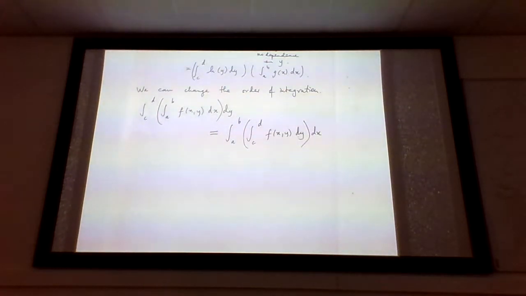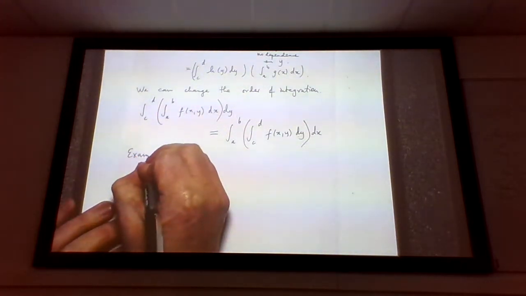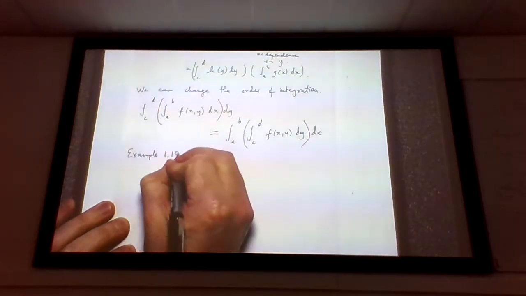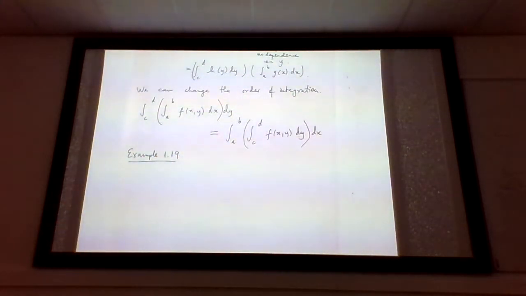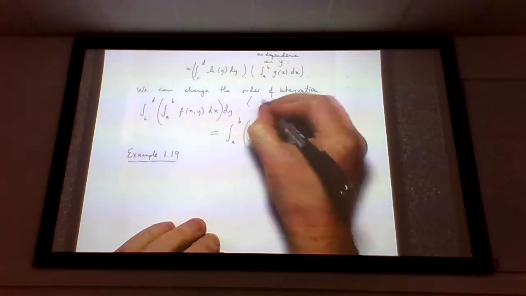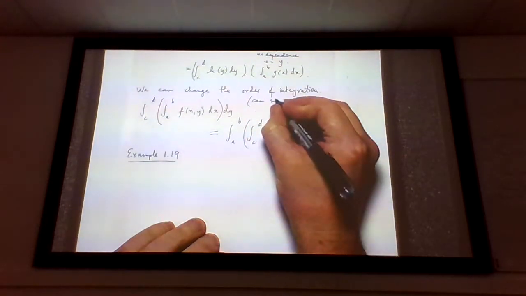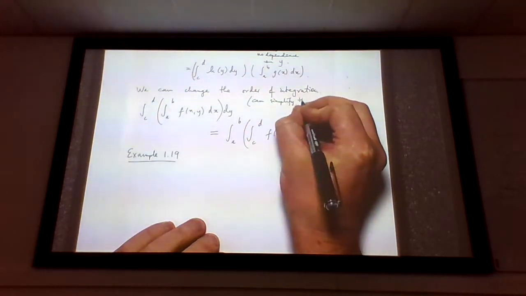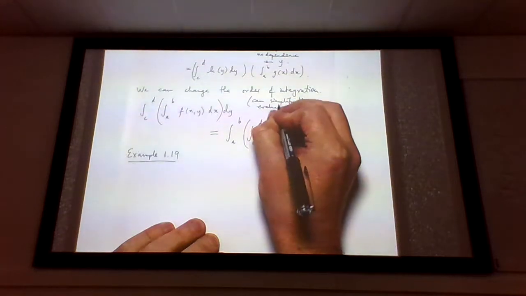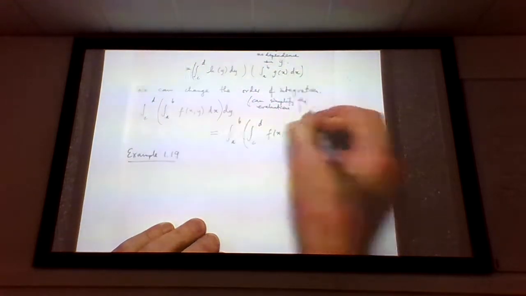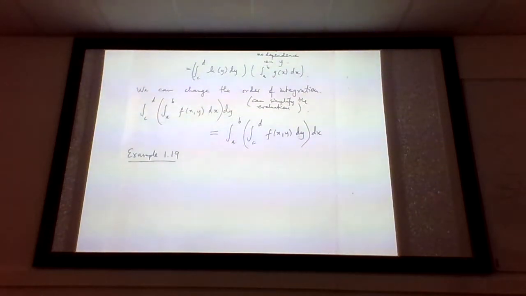So let's look at an example of doing that. The reason we remark upon this is sometimes changing the order of integration can be used to simplify the integration process. So this can simplify the evaluation. Sometimes it may be advantageous to integrate the function first with x and then with y, or vice versa.